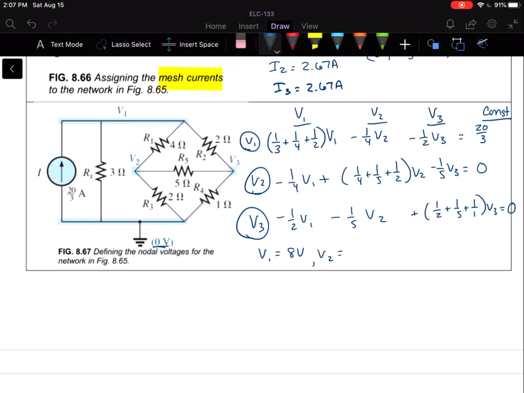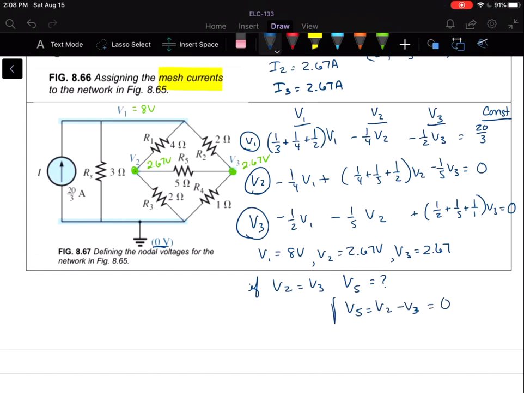V2 will be 2.67 volts. And V3 is 2.67 volts. So let me write in those voltages here. We've got 8 volts here, 2.67 volts here, 2.67 volts here. So notice something. If V2 equals V3, then what is the voltage drop across R5? Well, it would be V2 minus V3 or V3 minus V2, but that would just be 0.